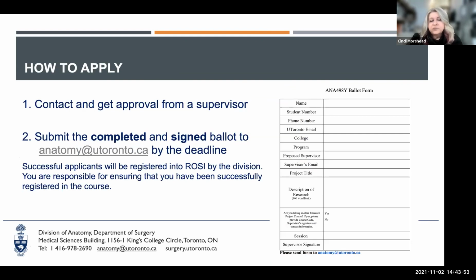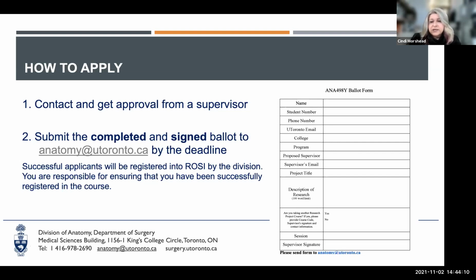So I just briefly wanted to say that once you do identify a supervisor, the goal is to then complete the Anatomy 498 ballot form. This will then be submitted to Carrie, who is the coordinator for this, the administrative coordinator.